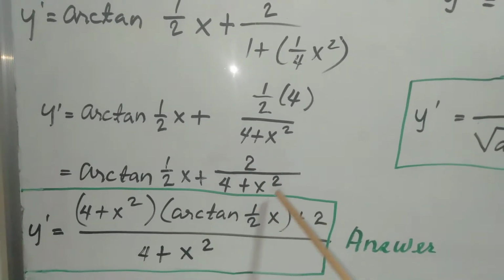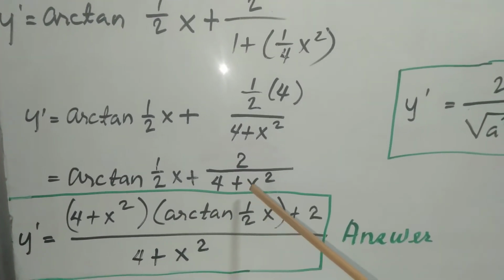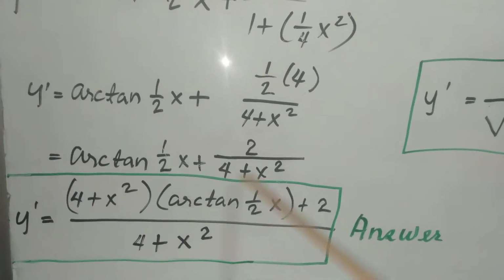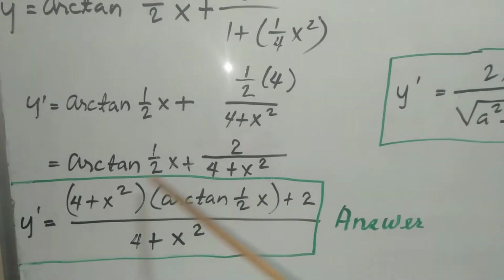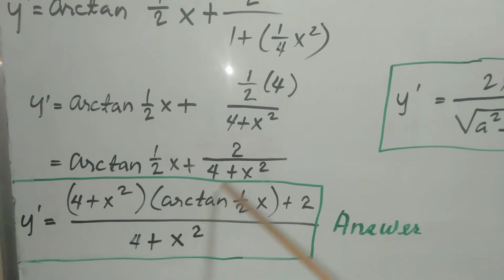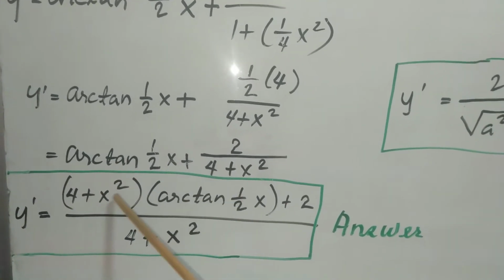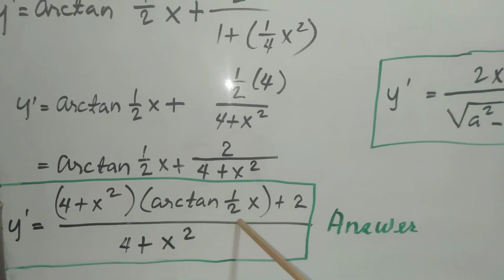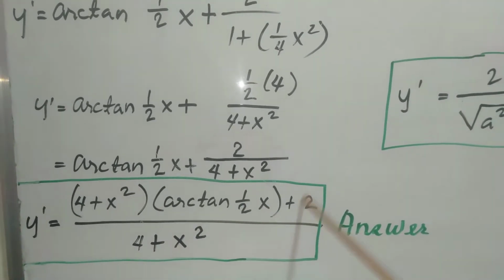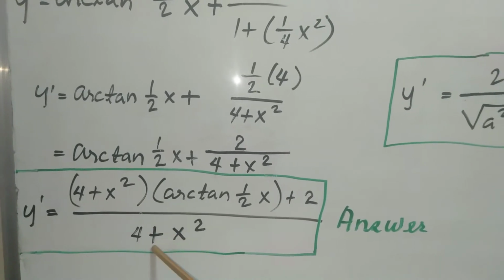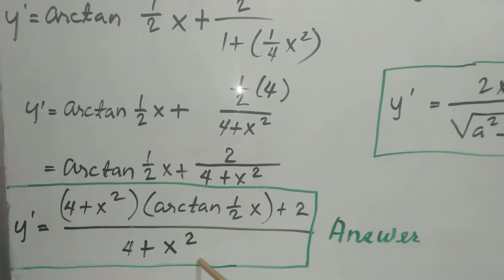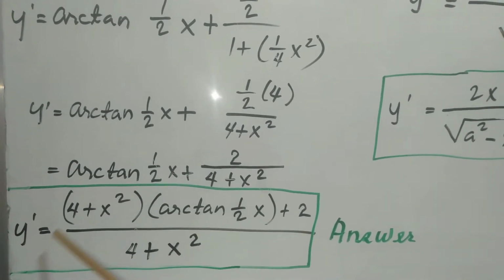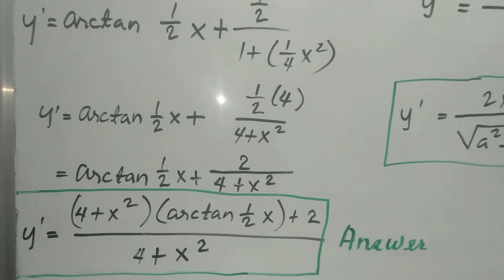So to simplify further, the LCD of this whole thing here is 4 plus x squared. So this one, arctangent 1/2 x times 4 plus x squared, plus 2, over 4 plus x squared. So this will be our complete answer here. So we go to number 2.